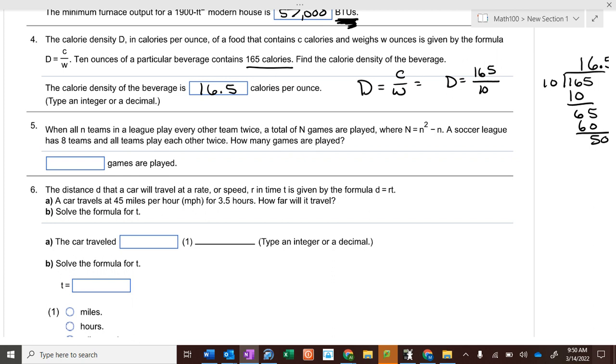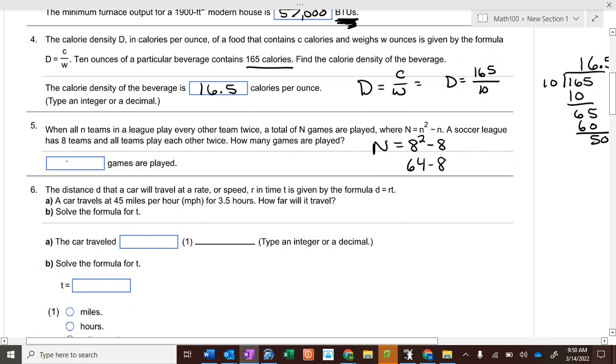When all n teams in a league play each other twice, the total number of games is n squared minus n. A soccer league had 8 teams and all teams play each other twice. How many games are played? So n, the number of games overall, equals the number of teams squared minus the number of teams. So 64 minus 8 is 56.